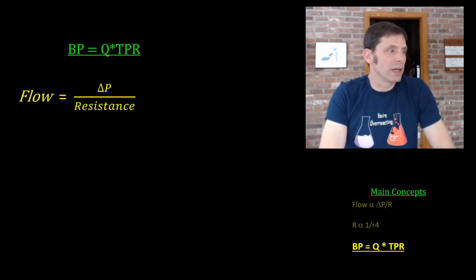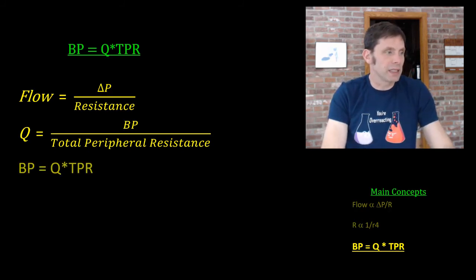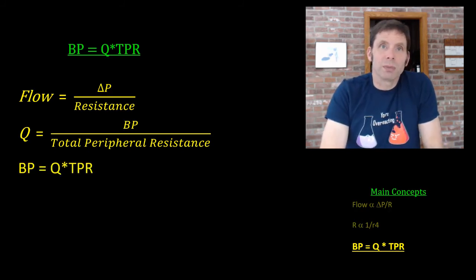Well, we already know that flow is equal to change in pressure over resistance in a single vessel. We can just use a little substitution for our system. So cardiac output is the flow through the system. Blood pressure is a change in pressure, and resistance is the resistance of all the vessels added together. If we multiply both sides of the equation by total peripheral resistance, abbreviated TPR, we come up with BP, or blood pressure, is equal to cardiac output times total peripheral resistance.